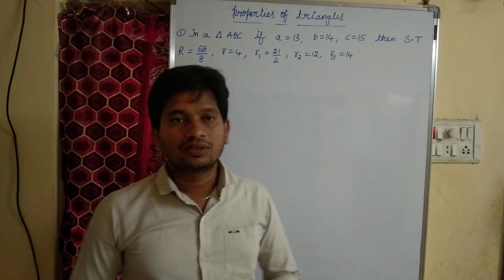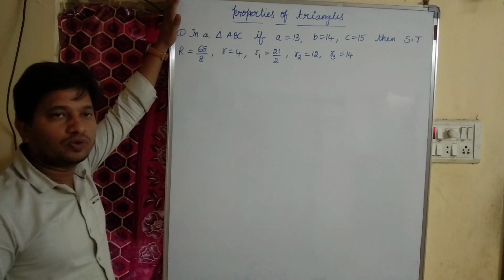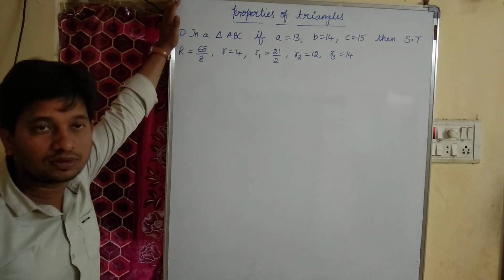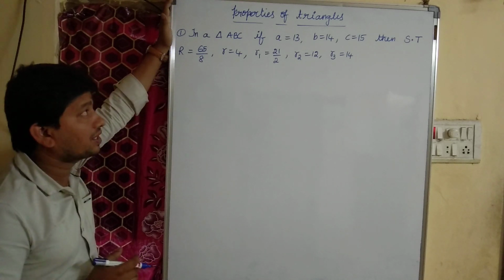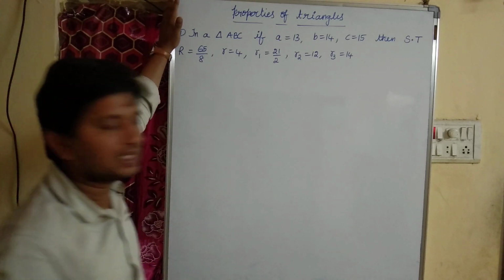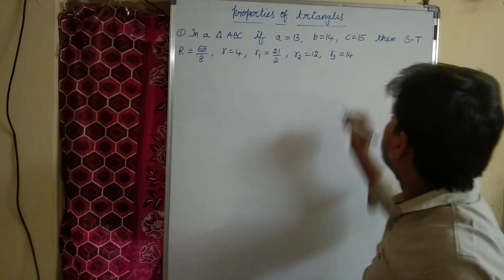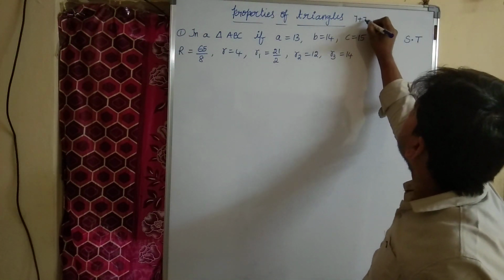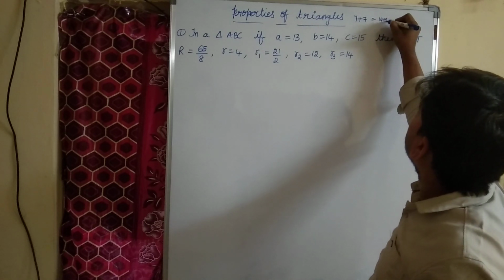In today's session, let us go with the important problems from the chapter Properties of Triangles. This chapter carries 7 marks. 7 plus 7, that is equal to 14 marks.